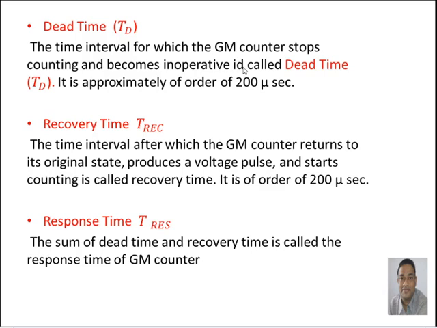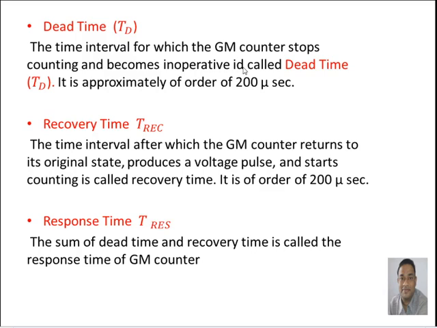Now after some time, the counter returns to its original state and it will produce a voltage pulse and it will again start counting. The time interval after which a GM counter returns back to its original state, produces a voltage pulse and starts recording a count is called the recovery time. Recovery time is also of the order of 200 microseconds.